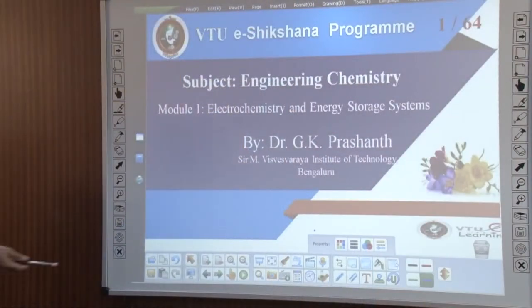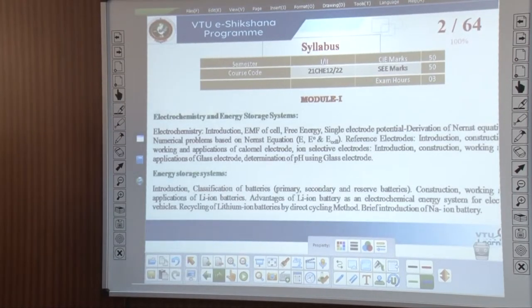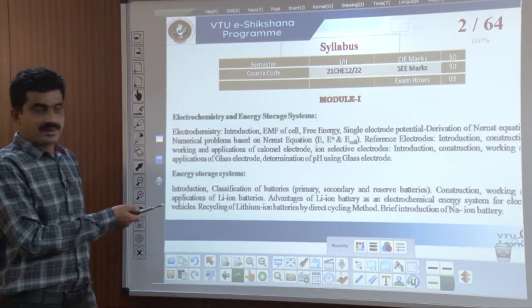engineering chemistry syllabus. Before we start learning the first module, we shall see what are all the modules we have in our syllabus and who are all going to teach these modules. First module is on electrochemistry and energy storage systems.